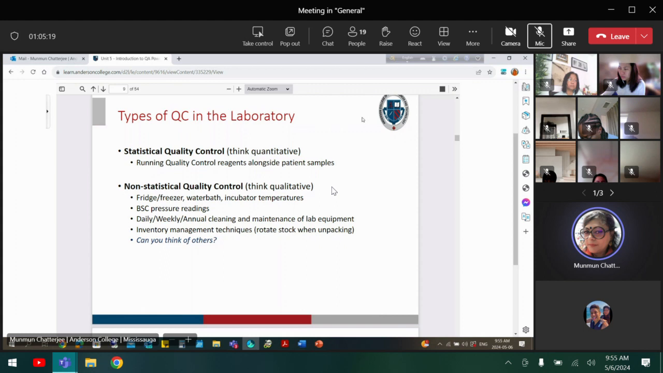What are the non-statistical quality controls? These are qualitative, like the refrigerator, water bath, and incubator temperatures. You can just set it, but you cannot get the exact value. It is a range. It should be between 4 to 6. You cannot just change it and get 4 and 4 and 4, or 6 and 6 and 6. It's going to be 4 to 6, but it has to be within the range. That is the qualitative. Also BSC pressure readings, the biological safety cabinet pressure readings.